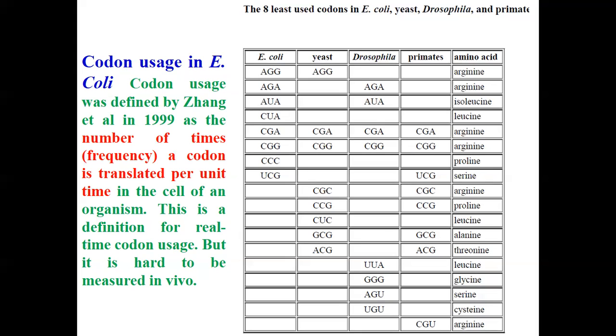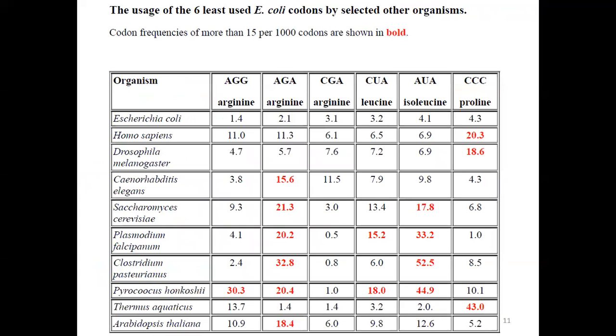Why do we need to optimize the protein? What are rare codons? If you get the idea from this slide, you will understand the whole lecture, or the basic fundamental knowledge related to this tutorial. And this is another table, an example of the usage of the 6 least used E. coli codons in comparison with other organisms.